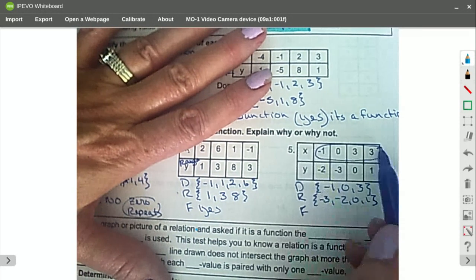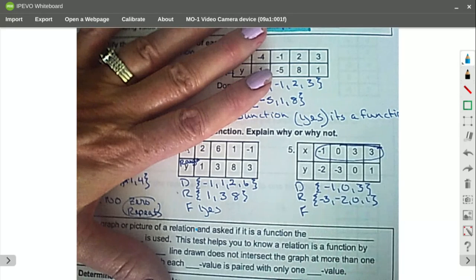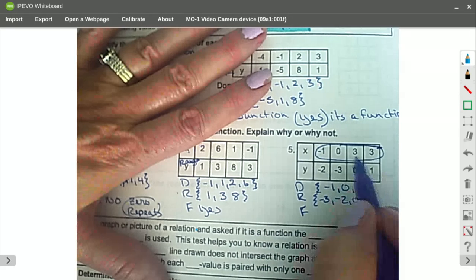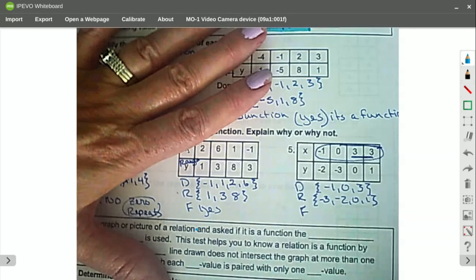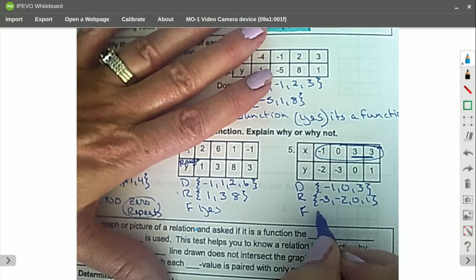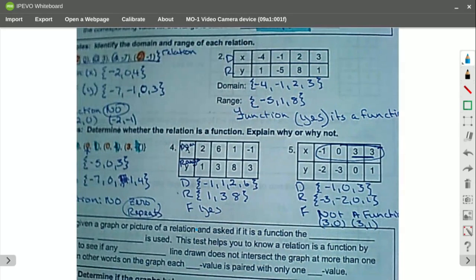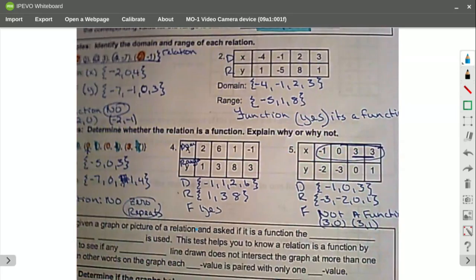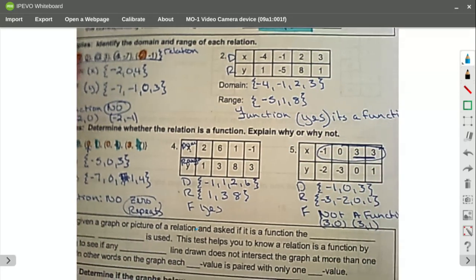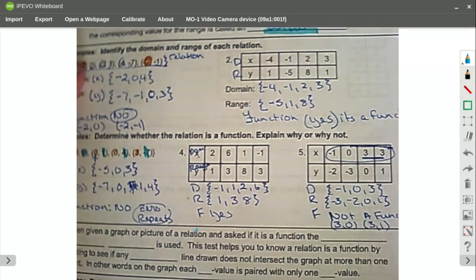All right, look at my domain. Look at my x's. Do any of them repeat? Yes. The 3's repeat. So you know what? This is not a function because you have 3, 0 and 3, 1. That x has 2 y's, and the x is only to have 1 y if it is a function.